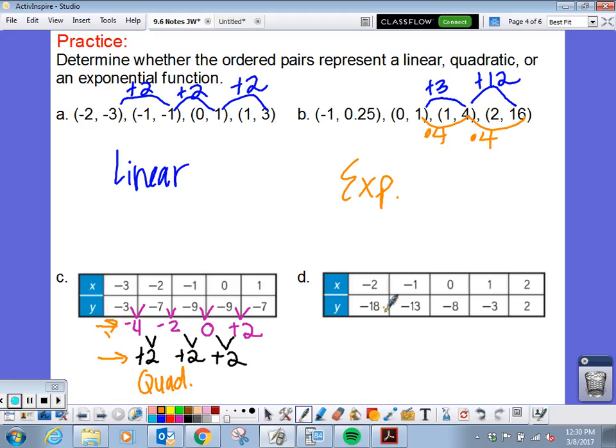And then looking at D, negative 18 to negative 13, that's up 5. And then you have up 5, up 5, up 5, which means this is linear.